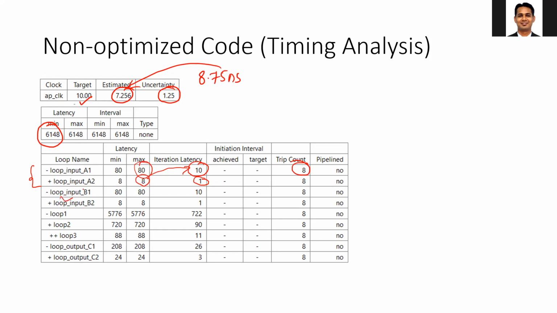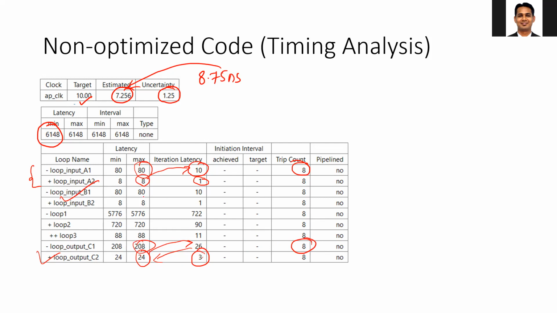Similar is the case for the B1 and similar is the case for the C1. Here every iteration is 3 clock cycles because you are reading the data from the matrix and writing it over the stream interface. So that's why it takes 3 clock cycles. Since there are 8 iterations, it takes total 24 clock cycles. 1 clock cycle to enter, 1 clock cycle to exit, so 26 clock cycles, 26 into 8 iterations of the upper for loop. That's why it is 208 clock cycles.